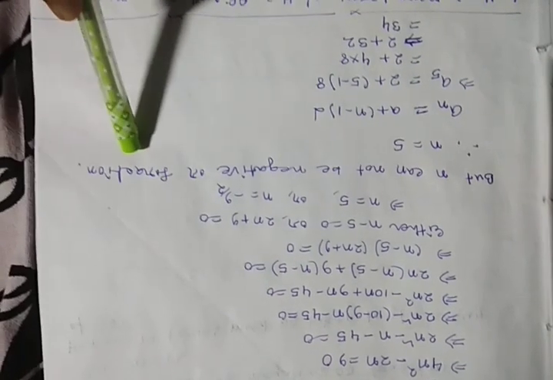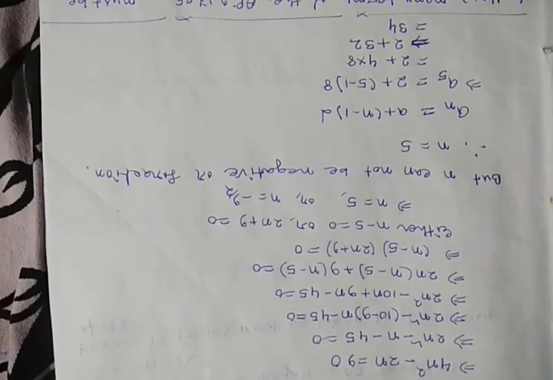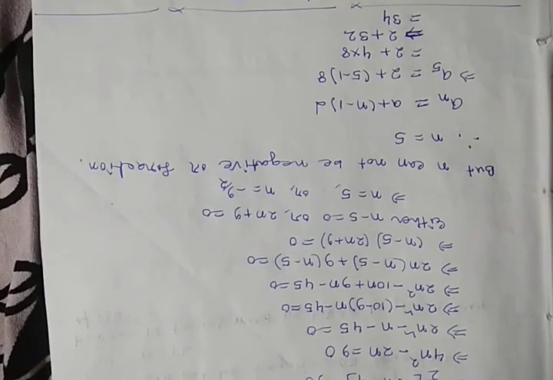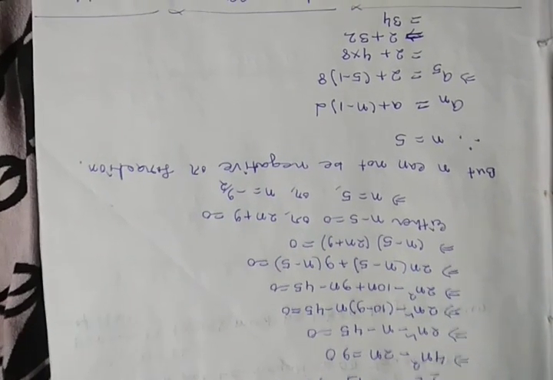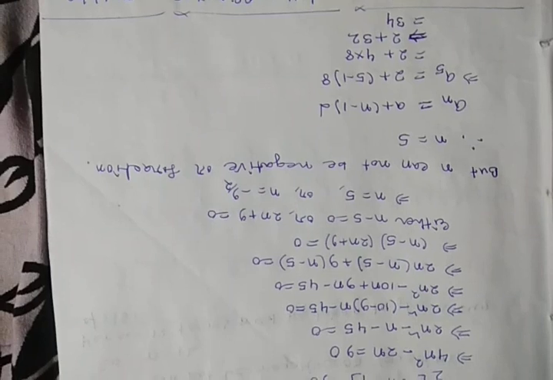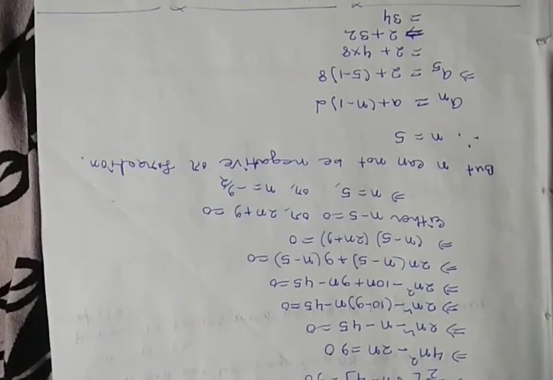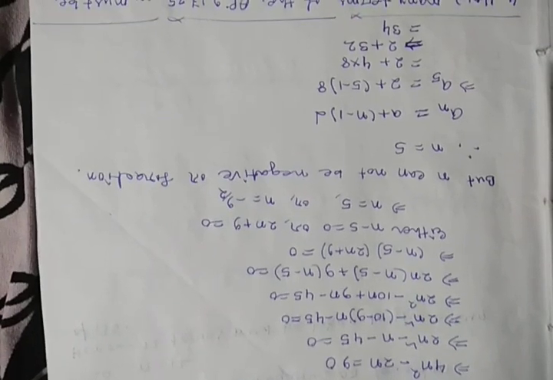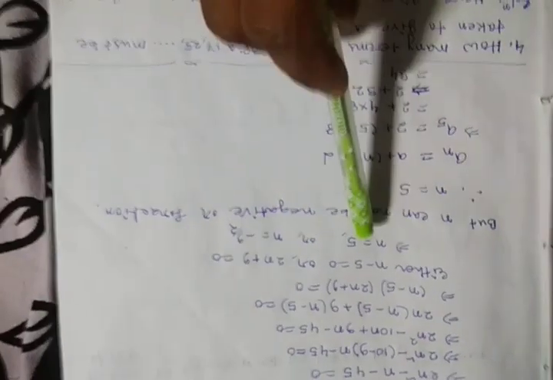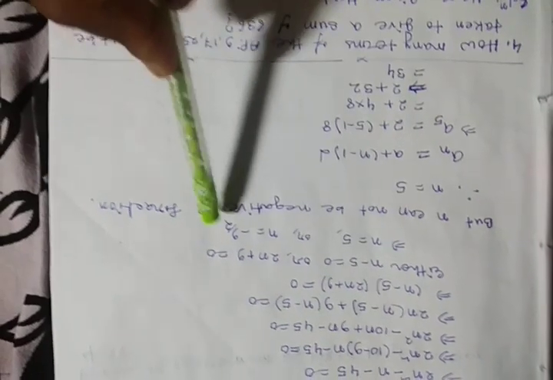But n cannot be negative or a fraction, because we know that the number of terms cannot be negative nor a fraction. For an AP, n is always a positive integer, or you can say a natural number, a counting number. n must always be a counting number or natural number. So we have to take the value of n as 5, not minus 9 by 2. So n is equal to 5.